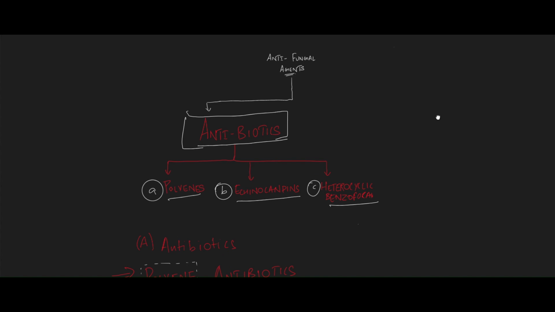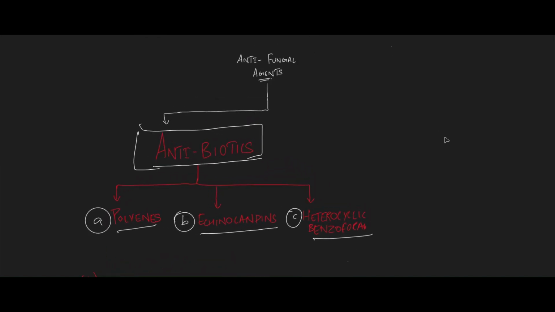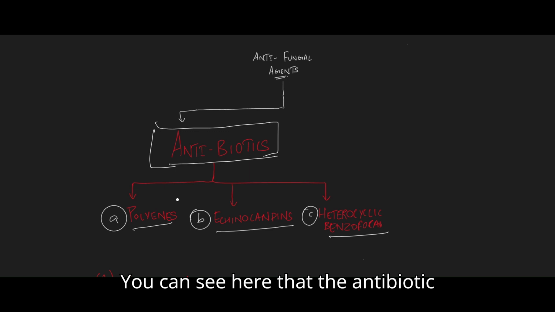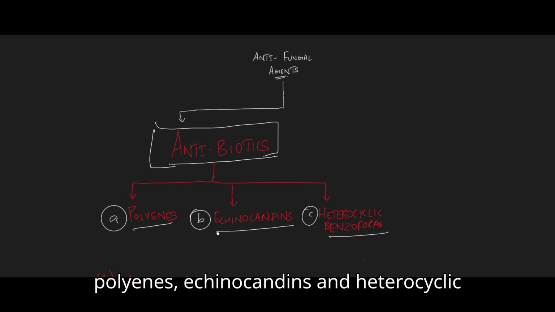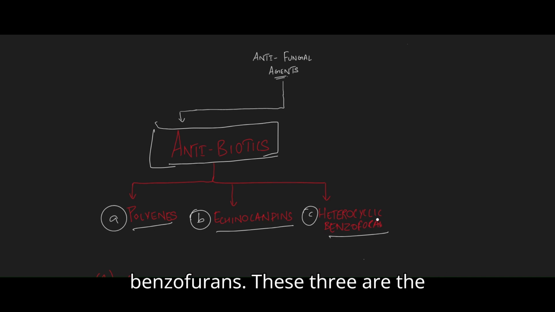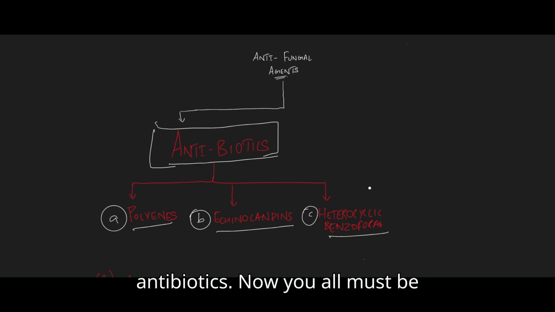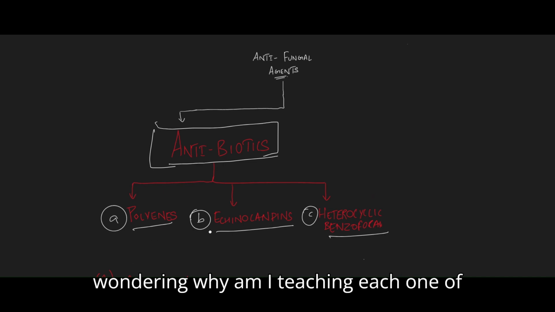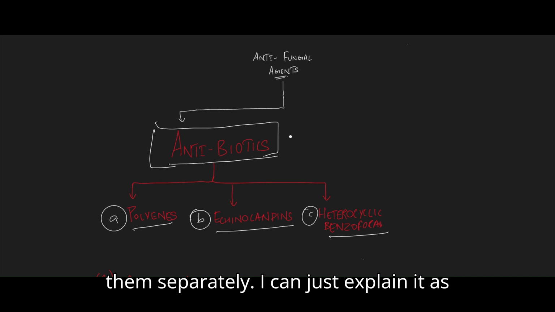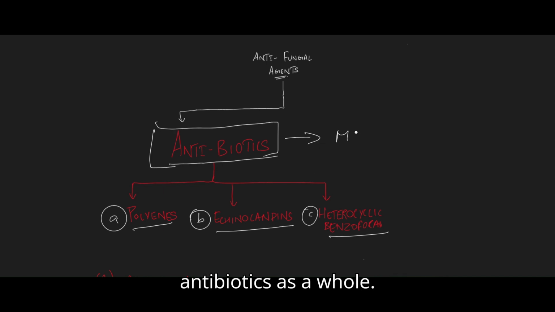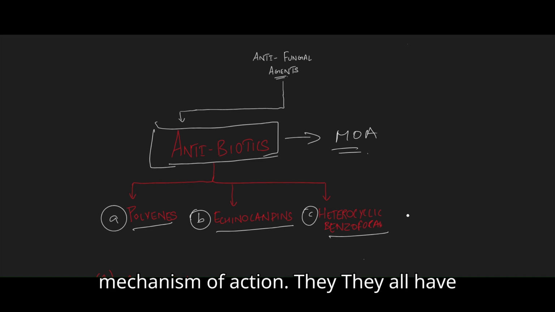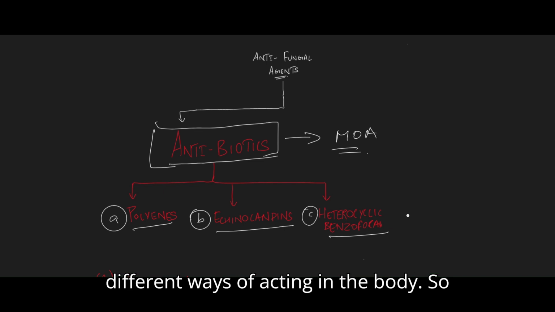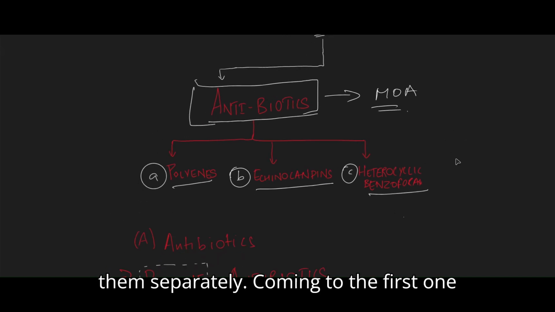You can see here that the antibiotic antifungals are divided into 3 subclassifications, which are polyenes, echinocandins, and heterocyclic benzofurans. These 3 are the antibiotics. Now you all must be wondering, why am I teaching each one of them separately? I can just explain it as antibiotics as a whole. The reason is that each subclassification works in a different mechanism of action. They all have different ways of acting in the body. So therefore, I'll be explaining each of them separately.